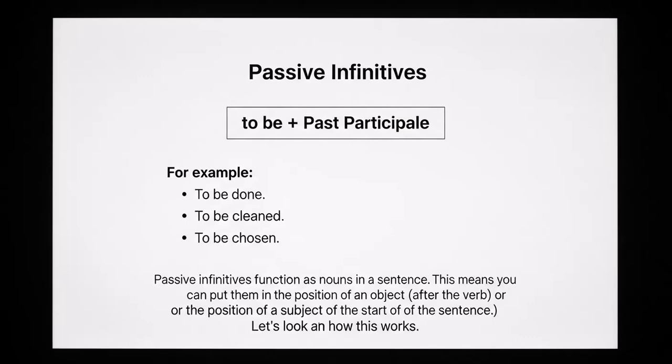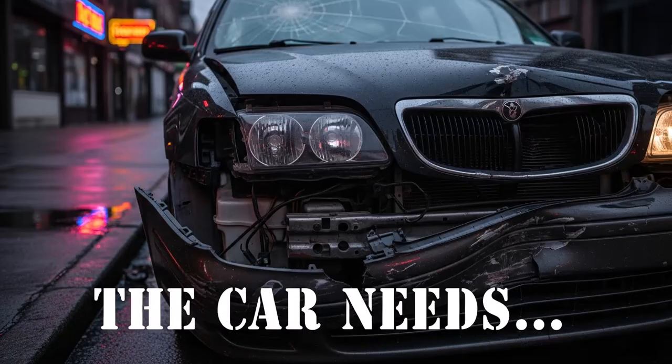One of the most common ways we use this structure is with the verb need. Imagine a broken car. The car cannot fix itself. Someone else must do it. So we say, the car needs to be fixed. Here, to be is followed by fixed, which is the past participle of the verb fix.